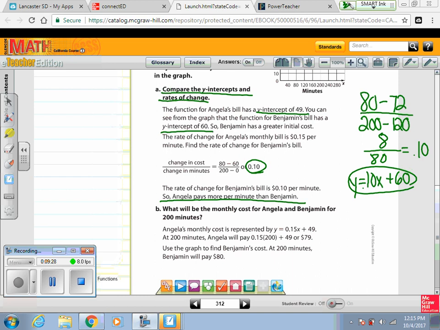Now when it asks what is the monthly cost for Angela and Benjamin for 200 minutes, we have Angela at 79, which we did a minute ago. And if we use the graph for Benjamin, he'll pay 80. Or you can put 200 minutes here, which would be y equals 20 plus 60. So Benjamin will be paying 80 for 200 minutes.